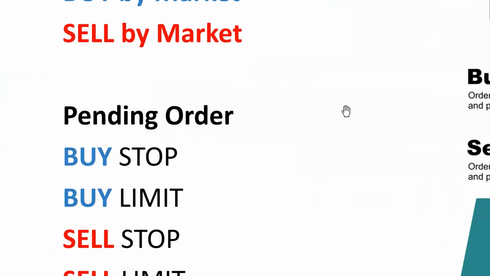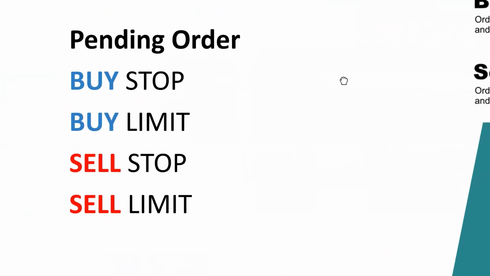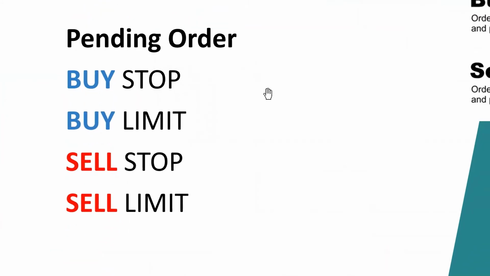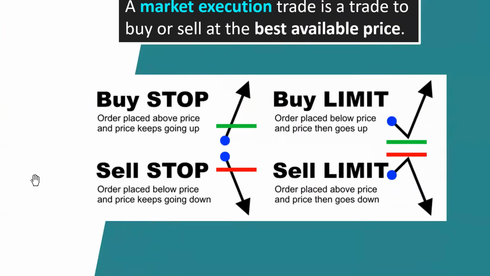When we have pending orders, we have buy stop, buy limit, sell stop, and sell limit. Here's an explanation of each one. A buy stop is where you've placed an order above price. And when price moves up and touches your order, it will activate the trade. You are predicting that price will continue to go up. Similarly, the sell stop is where you've placed an order below current price. Price will come down, hit the order, and activate, and you're predicting price to keep going down.